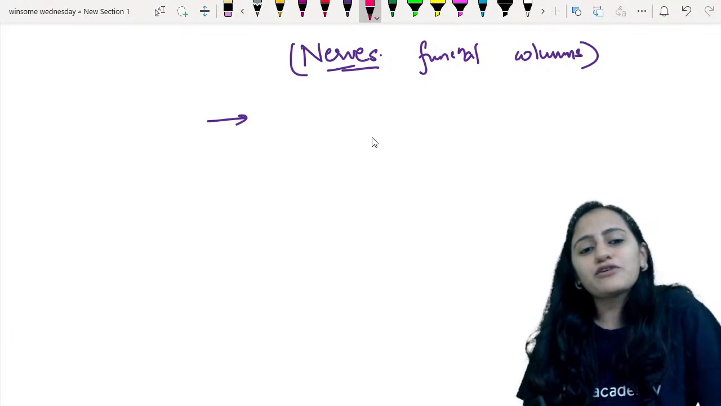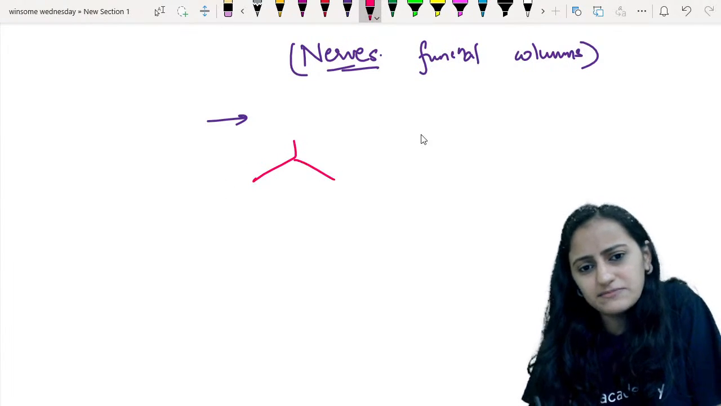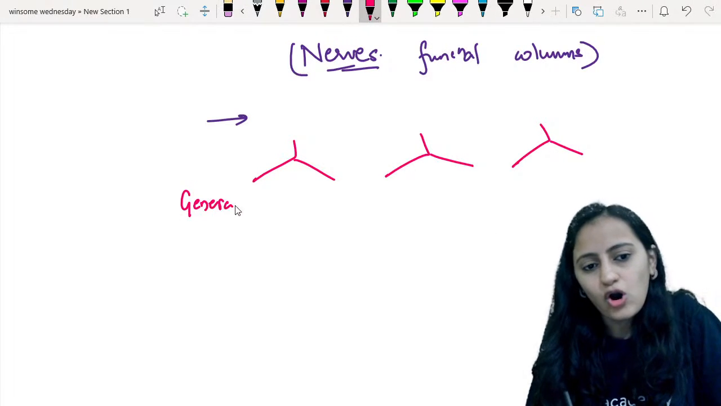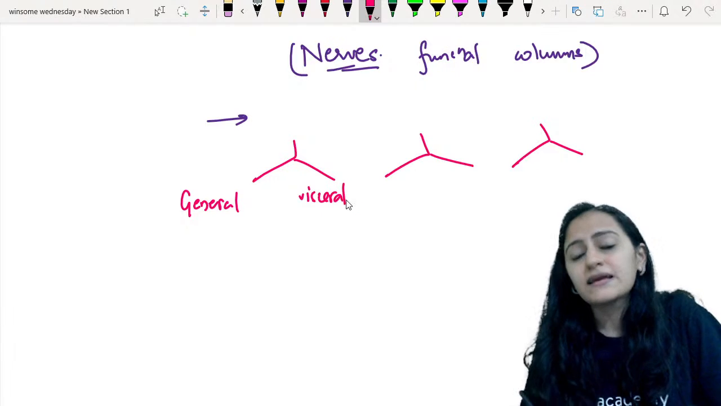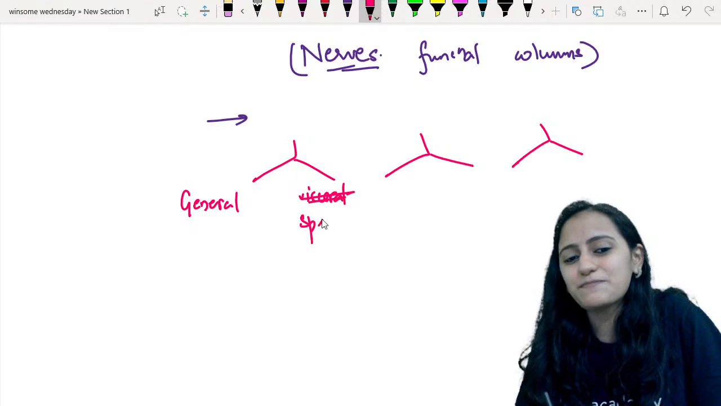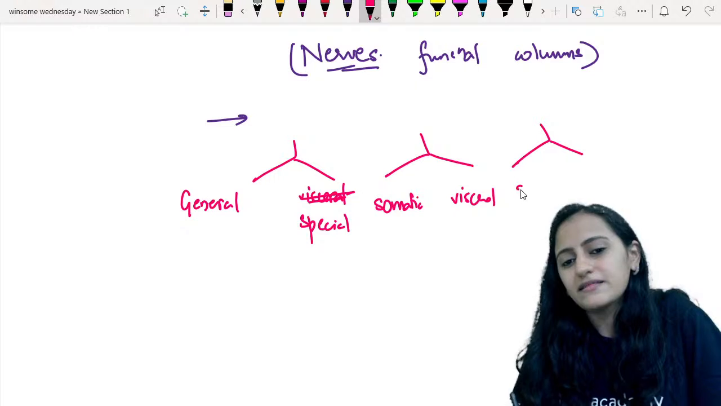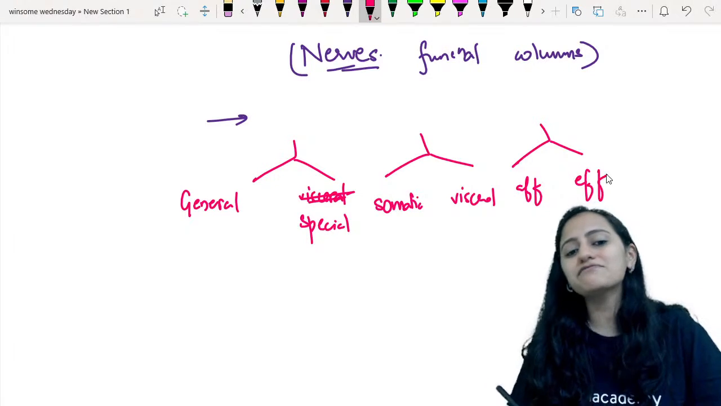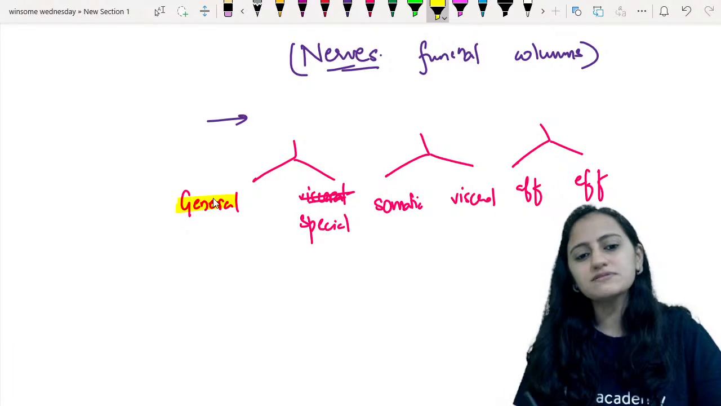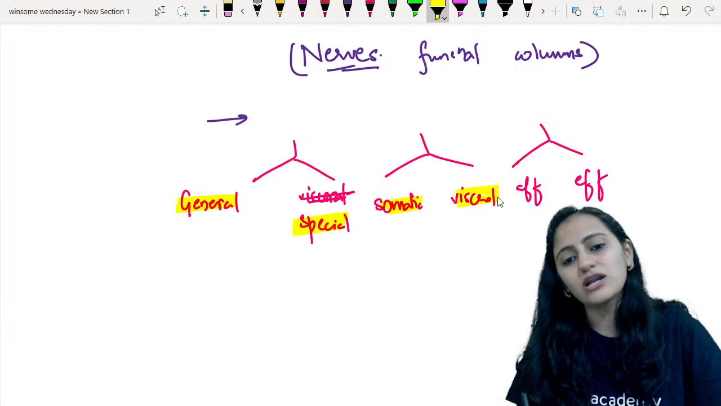अभी start करते हैं your functional columns, the components of the cranial nerves. So remember that your functional columns can be either general or visceral. Okay, they can be general or, what else? Special. They can be somatic, they can be visceral. They can be afferent or they can be efferent. Okay. So what do we need to remember? The columns can be general columns or special columns. The columns could be somatic. The columns could be visceral.